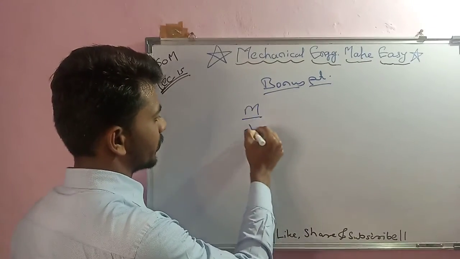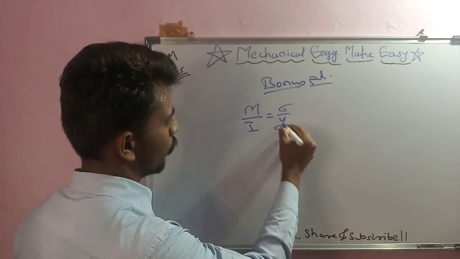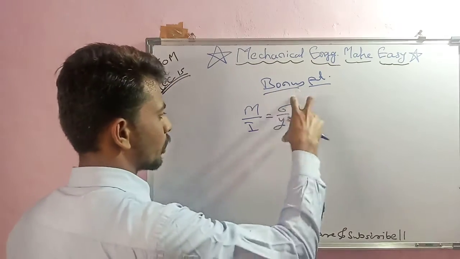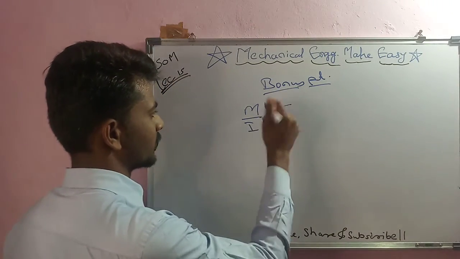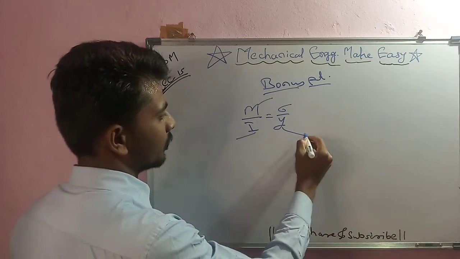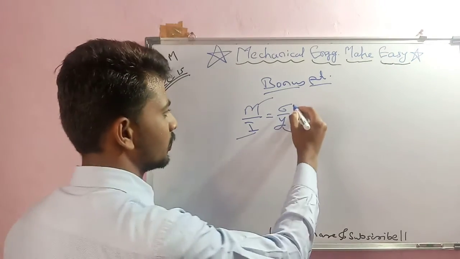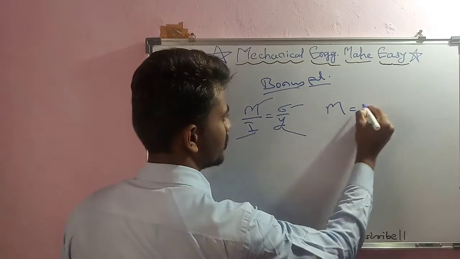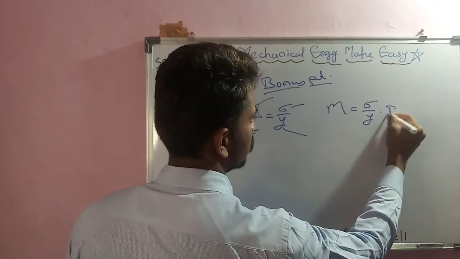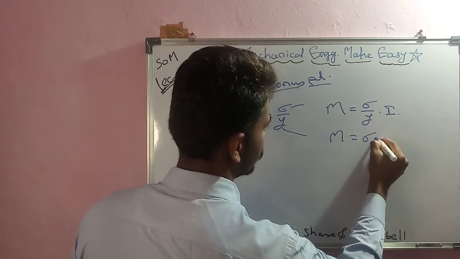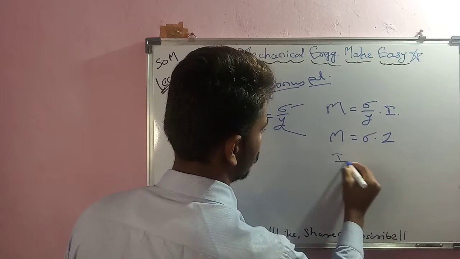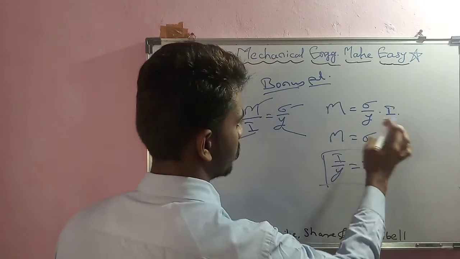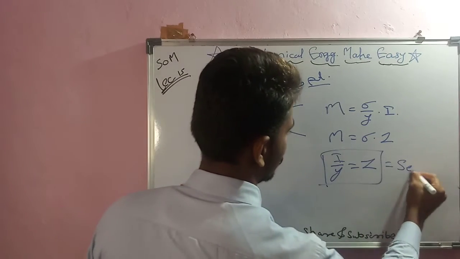We know one formula, that is M upon I equal to sigma upon y. I will explain this formula in detail in the next lecture. So M upon I equal to sigma upon y. Here M is the bending moment, I is the moment of inertia, y is the distance from the neutral axis, and sigma is the bending stress. So simply, M is equal to sigma upon y into I. So M is equal to sigma into Z. We have considered I upon y as Z.